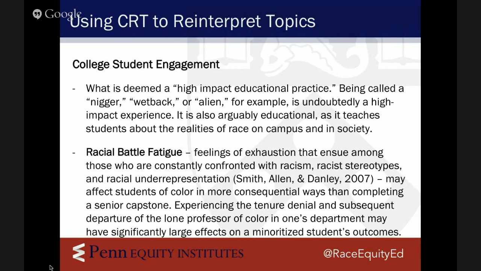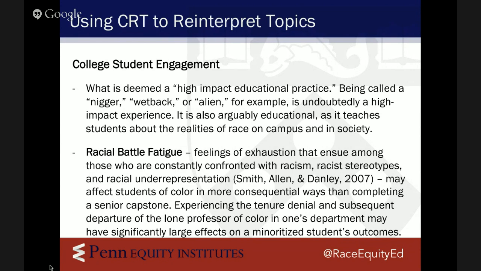Well, racial battle fatigue may affect students of color in more consequential ways than would completing a senior capstone, right? A senior capstone experience or doing an internship in one's field, those are thought to be high-impact educational practices. Studying abroad, so on and so forth, right? But again, constantly being confronted with racism can be exhausting and could have a more consequential effect on student success and student engagement than some of those other things.